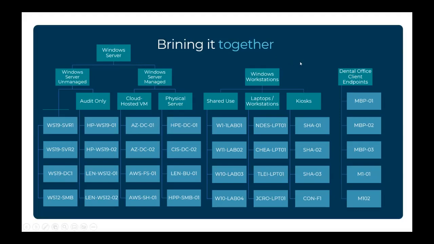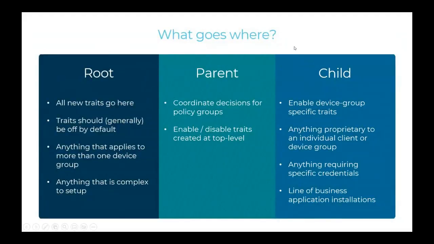So let's go to where does it go? This is meant to be a simplified answer. This isn't meant to be directive, but to be helpful. And so you could argue about any of the things that are here. But in general, these are how we think about what goes in a root, what goes in a parent, and what goes in a child policy. And in many cases, you may only have two layers, right? So you could potentially drop this parent in the middle if you only have two layers.